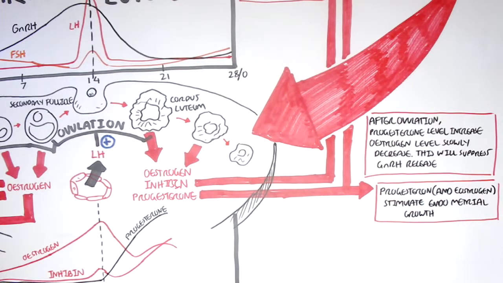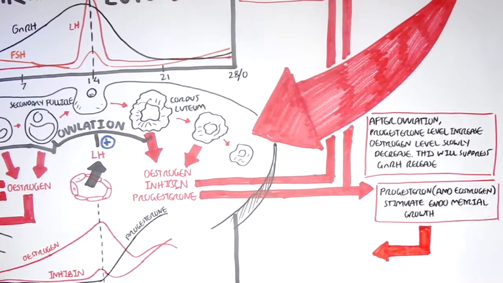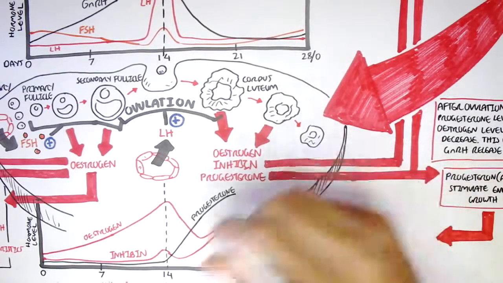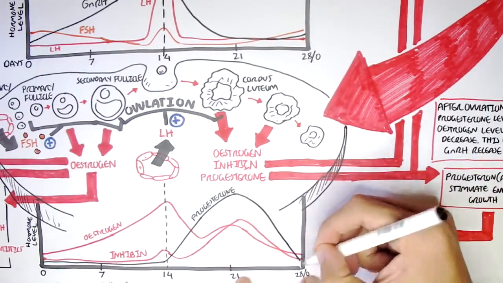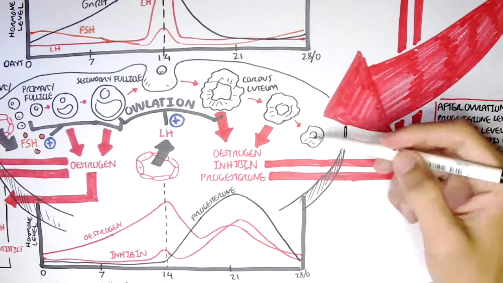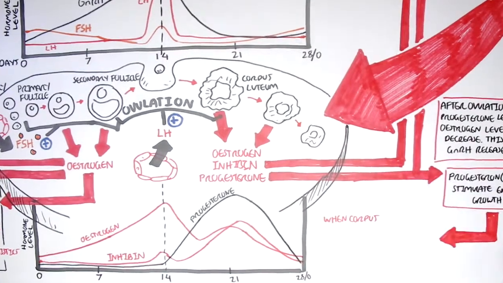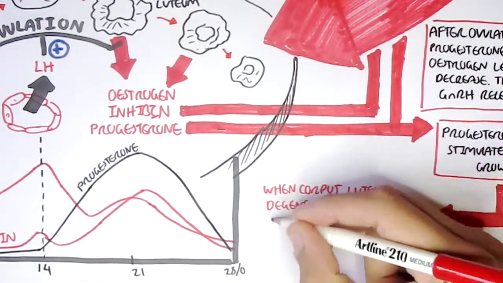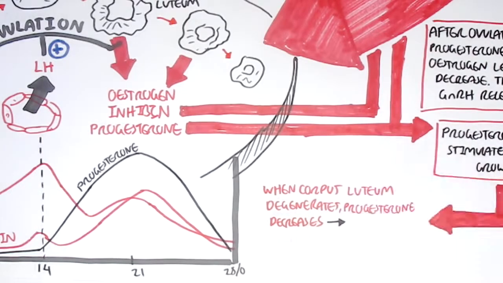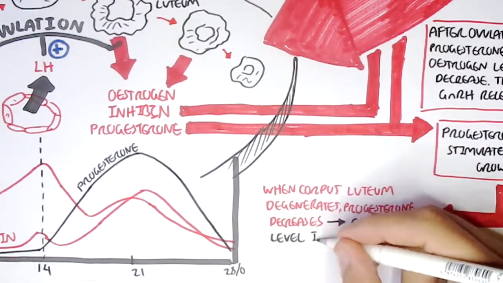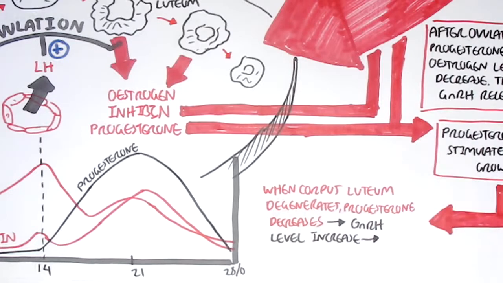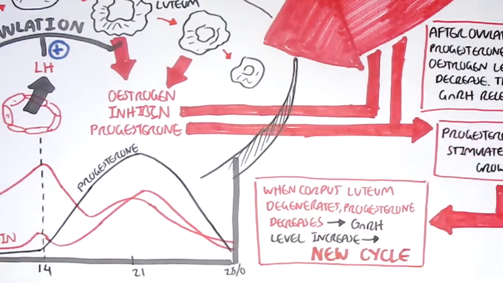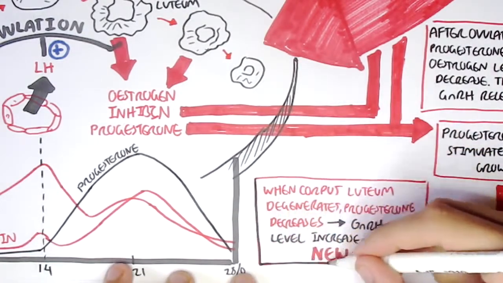So as the corpus luteum degenerates, all these hormones that were produced by the corpus luteum, the estrogen, inhibin, and progesterone, will decrease like so. When the corpus luteum degenerates, progesterone will decrease. And this will mean that progesterone cannot inhibit gonadotropin-releasing hormone release. And so gonadotropin-releasing hormone levels will increase. And this will allow a new menstrual cycle to occur.